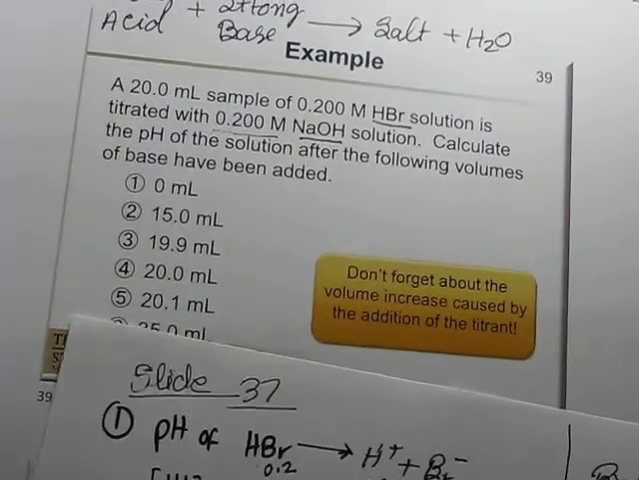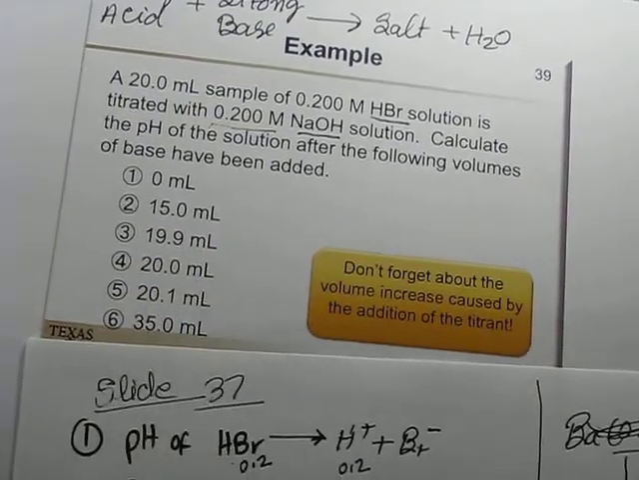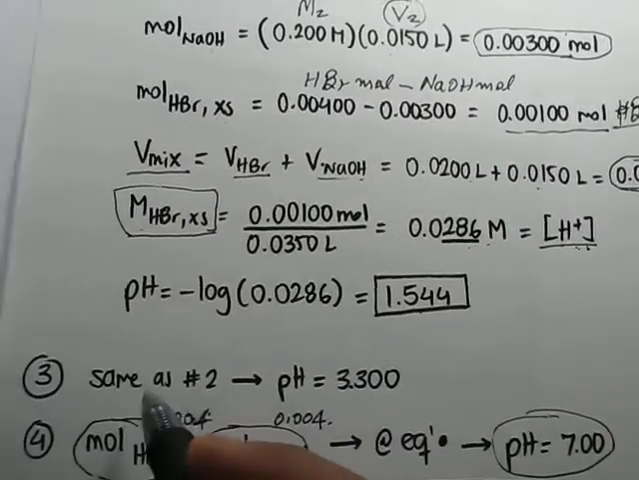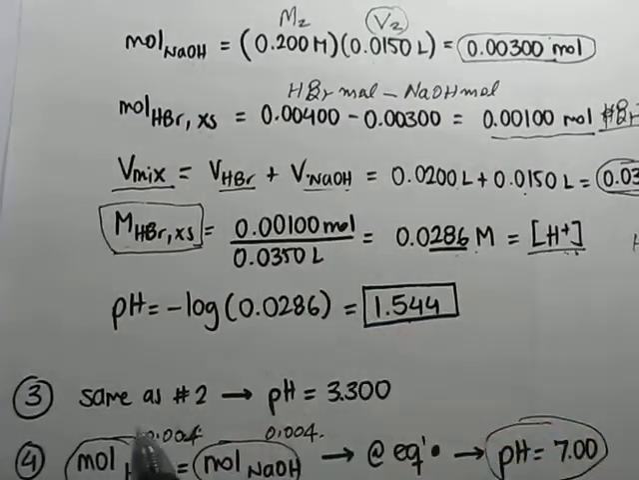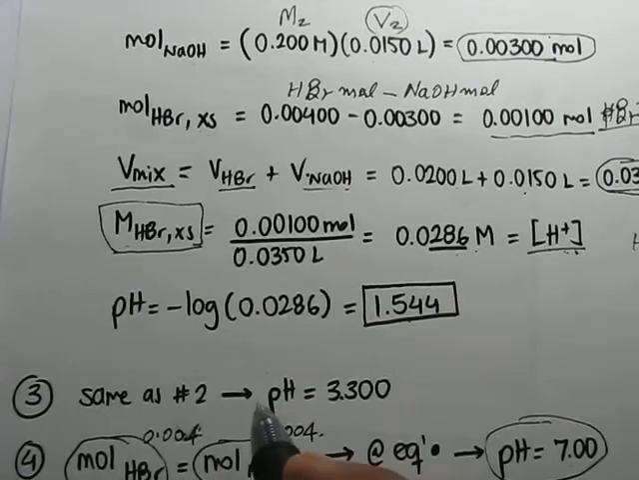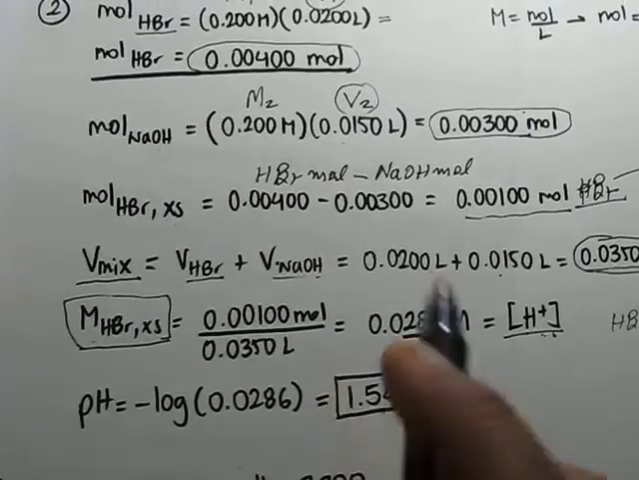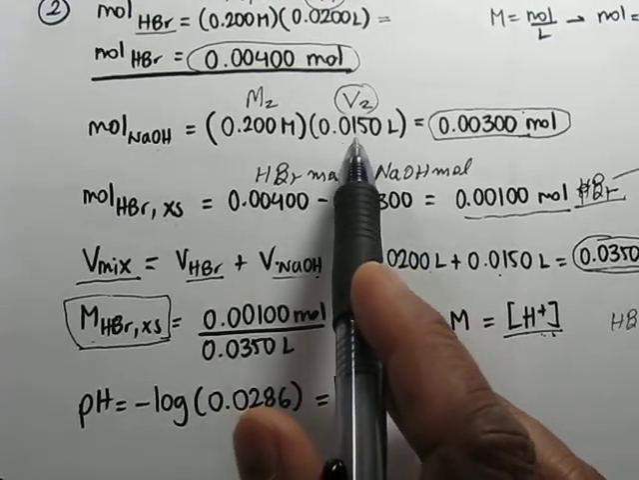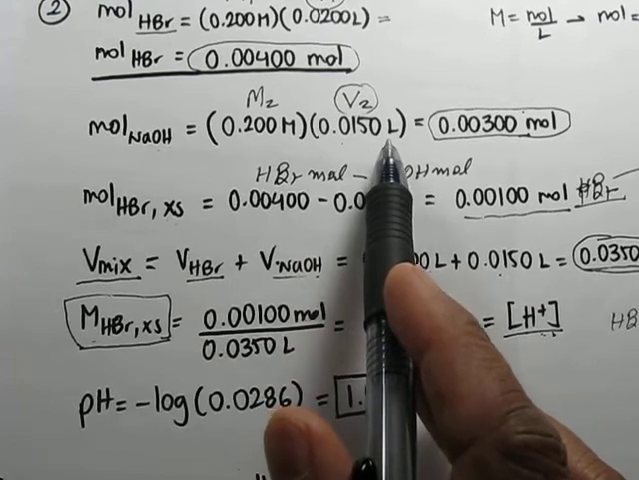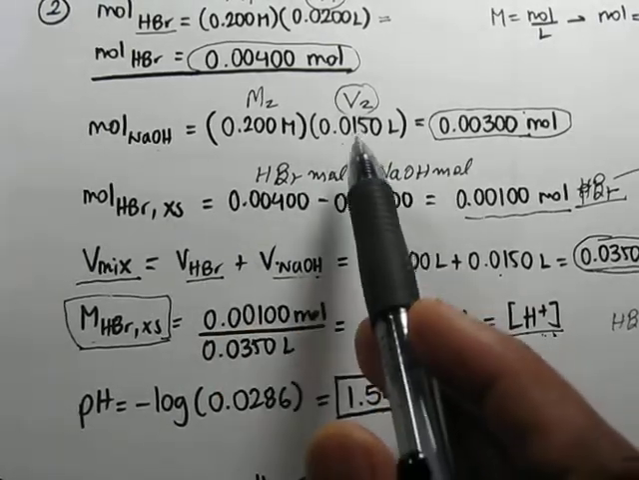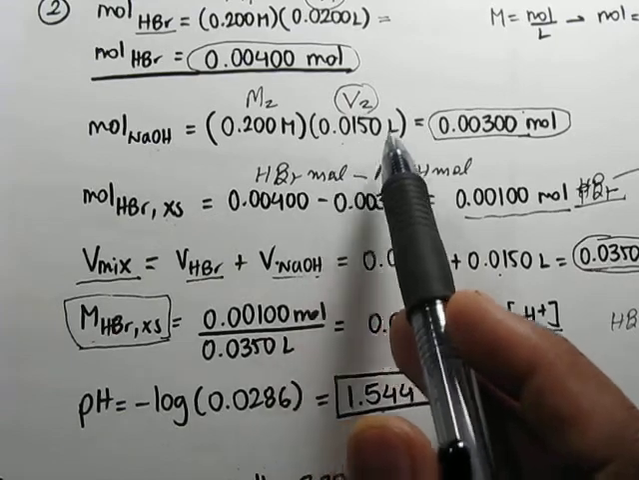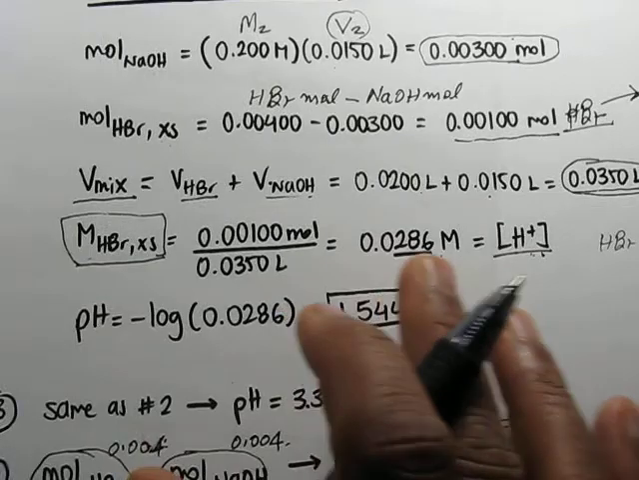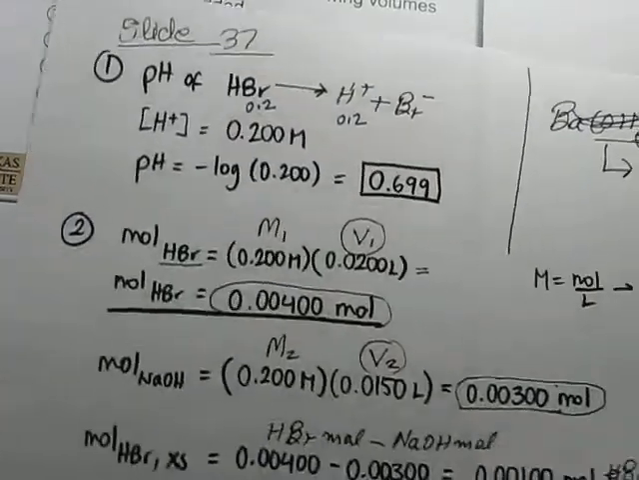Now the third question is, if we are going to add 19.9 ml, right? So we have to do exactly the same calculation. Once we add 19.9 ml rather than 15 ml, 0.015 liter of volume, this will be 0.0199 liter volume. So we have to calculate pH exactly the same as we did here, for the third condition.